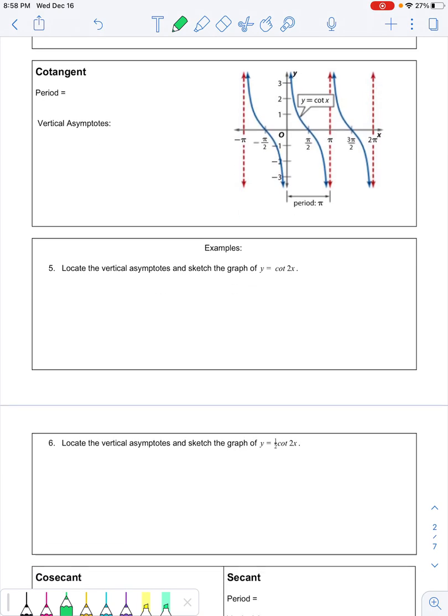Okay, the cotangent in comparison to the tangent function is simply a reflection as well as a translation. So here, the period is still pi. To find the period of any function, you're going to be taking pi divided by the absolute value of b.